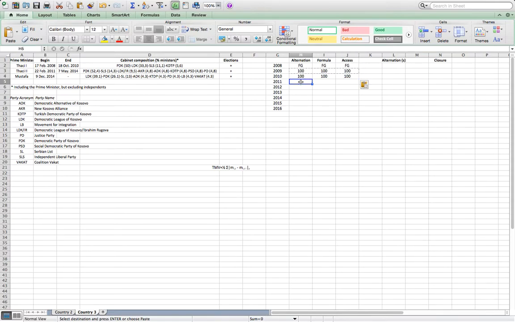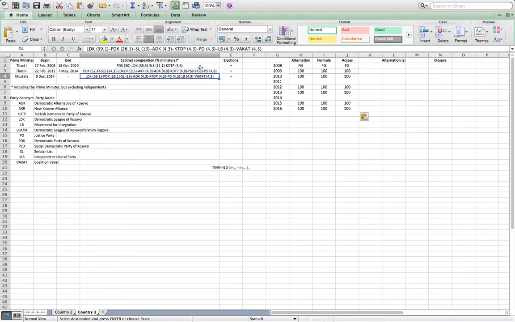In 2011 there were changes. Between 2011 and 2014 there were no changes, so you put 100. Between 2015 and 2016 there were no changes. Let's go and check alternation. What you see in Kosovo is a very clear pattern of partial alternation.